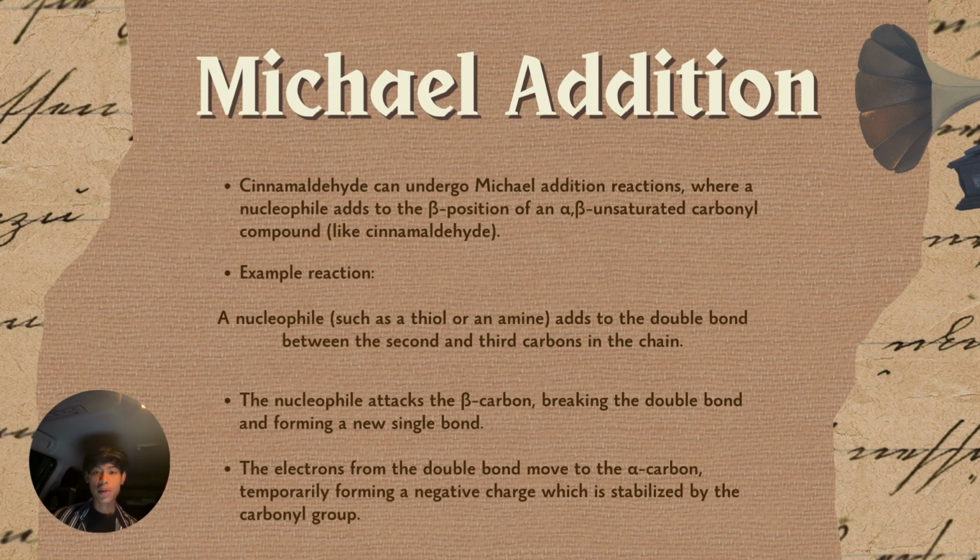So, lastly, you have the Michael addition. Cinnamaldehyde can undergo Michael addition reactions where a nucleophile adds to the beta position of an alpha-beta unsaturated carbonyl compound, like cinnamaldehyde. An example reaction of this is a nucleophile, such as a thiol or an amine, adds to the double bond between the second and third carbons in the chain. The nucleophile then attacks the beta carbon, breaking the double bond and forming a new single bond. The electrons from the double bond move to the alpha carbon, temporarily forming a negative charge which is stabilized by the carbonyl group.